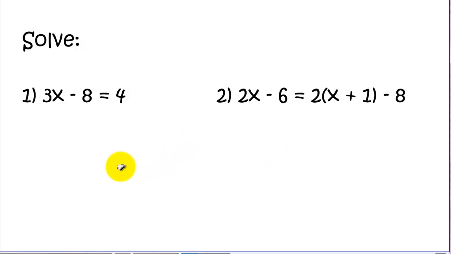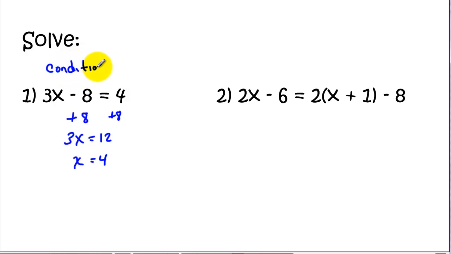So I've got two simple Algebra 1 equations that we can solve. If we solve the first one, we would be adding 8. We've got 3x equals 12. We would divide by 3 and we get x equals 4. So this equation is called a conditional equation because it's only true for a particular value of x. It might be a single value, it might be multiple values, but it's not true for all values of x.